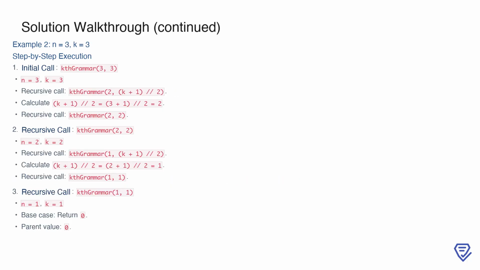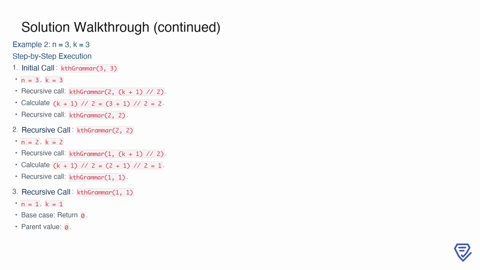Now, let's consider n equals 3 and k equals 3. We start by calling kthgrammar 3, 3. Again, since n is greater than 1, we calculate the position of the parent symbol in row 2 using the formula k plus 1 // 2. For k equals 3, this calculation gives 3 plus 1 // 2, which equals 2. So, we make a recursive call to kthgrammar 2, 2.